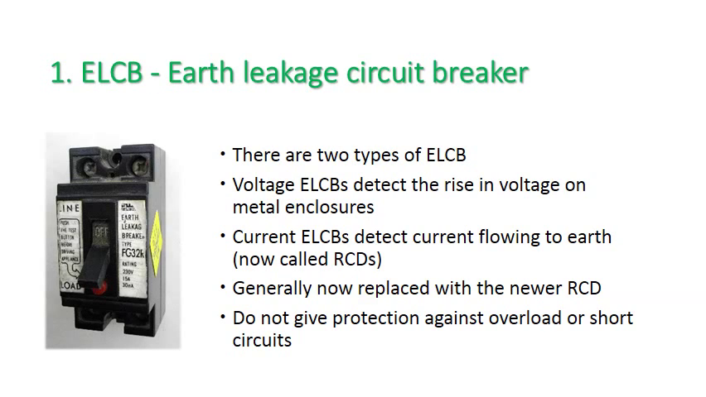So ELCB, earth leakage circuit breaker. This is sort of the traditional RCDs. There are two types of ELCB, one that detects voltage, a rise in voltage on metal enclosures, and then there's the current ELCBs, which detect a current flowing to earth, and those are the ones we now call RCD. It was confusing to have two ELCBs, one for voltage, one for current, so they had to come up with some other confusing letters, so RCD. So now generally ELCBs are replaced with the newer RCDs.